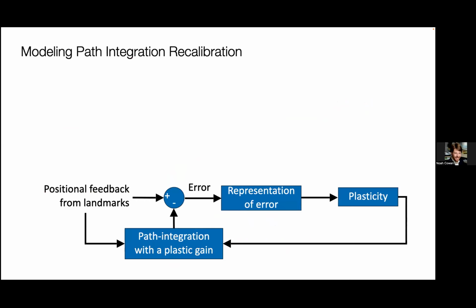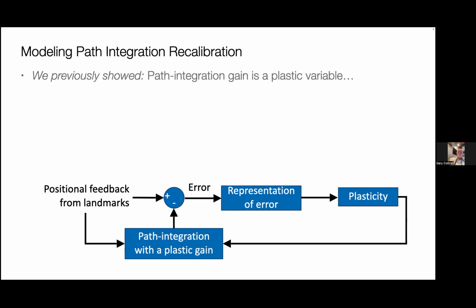But the basic idea is that positional feedback from landmarks directly corrects the path integrator through an implicit process that's been known for many years, and then indirectly creates a source of error between the landmarks and the path integrator that creates a representation of that error in the network, and then through a plasticity process updates this. That's the basic idea of the model.